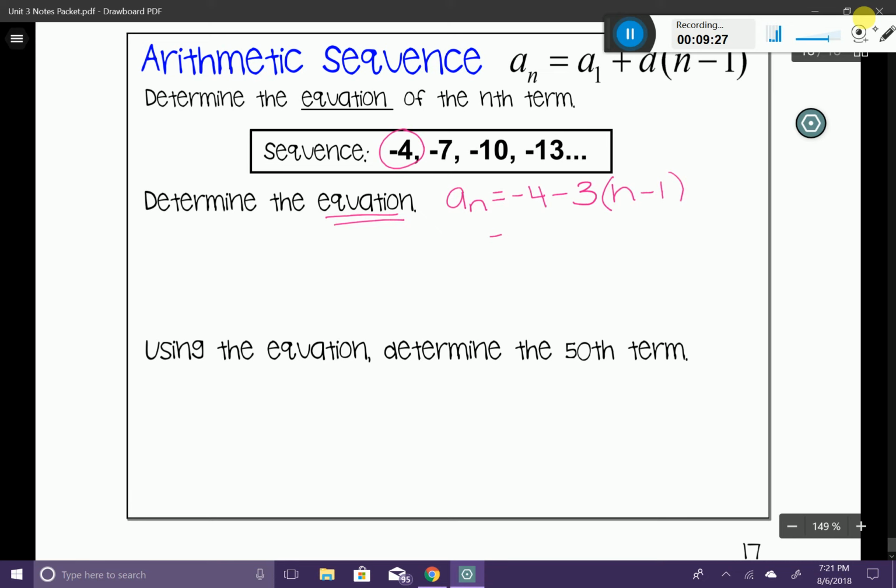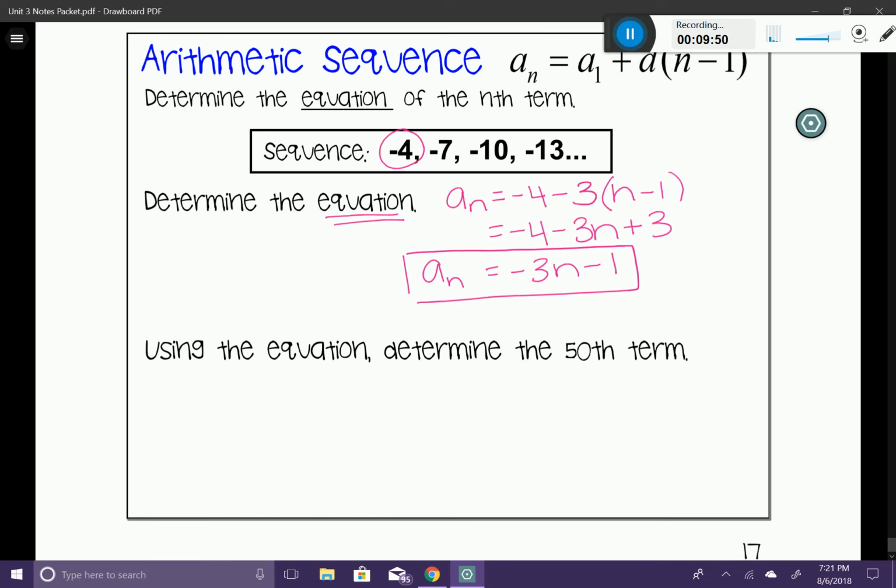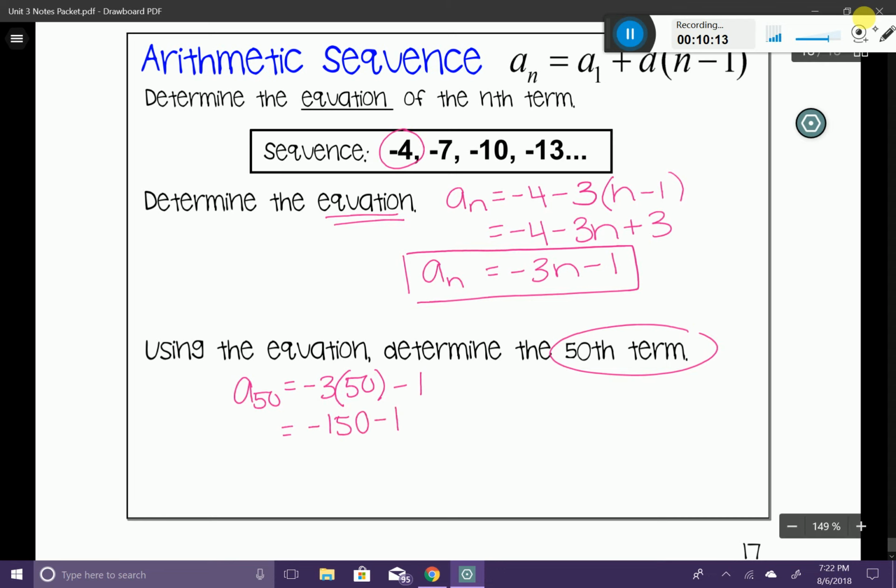So let's go and determine our equation here. -4. I'm going to distribute -3 in there, so -3n, and I'm going to say plus 3. That gives me -3n minus 1. So my a sub n, which is my equation of my nth term, is going to be -3n minus 1. Now I'm going to use that equation to figure out the 50th term in the sequence. So a sub 50 equals -3 times that number that I'm looking for, minus 1. Alrighty, so -150 minus 1. Therefore, the 50th term in this sequence is going to be -151.